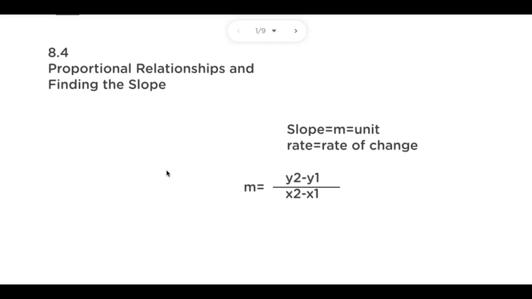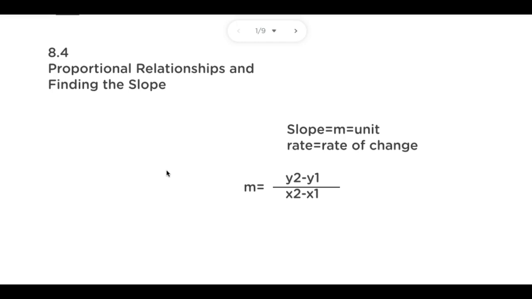Now, if you recall in the previous video, I told you that not all tables are proportional, which means that they won't give you the same constant of proportionality. This formula will give you the same number no matter what, whether it's proportional or non-proportional. You still may need to determine if it's proportional or not. However, this will always give you the slope. So let's go back to it.